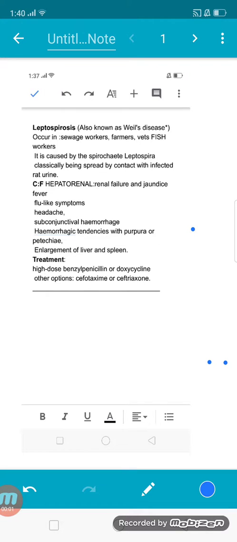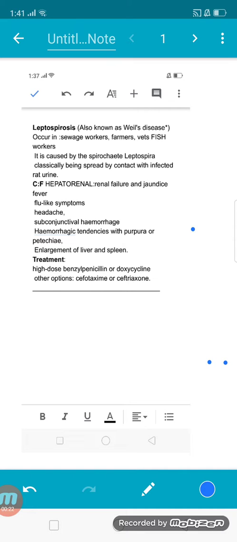This is Faraz Zaman. Today we have another important topic called leptospirosis, or Weil's disease. You again get a lot of questions on Weil's in the exam, so you should read it and read it well.